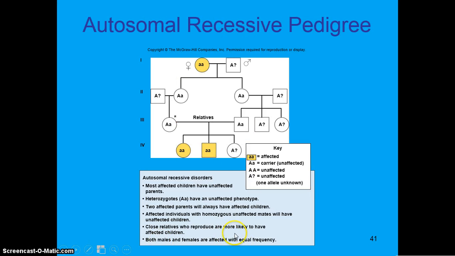This is an autosomal recessive pedigree, a little bit more in depth than the one we looked at. We cover more generations. One of the things I want you to notice is that the rows are numbered by Roman numerals, and then usually within the row they have numbers as well. So this one doesn't. We're going to refer back to row 1, row 2, row 3, and row 4.